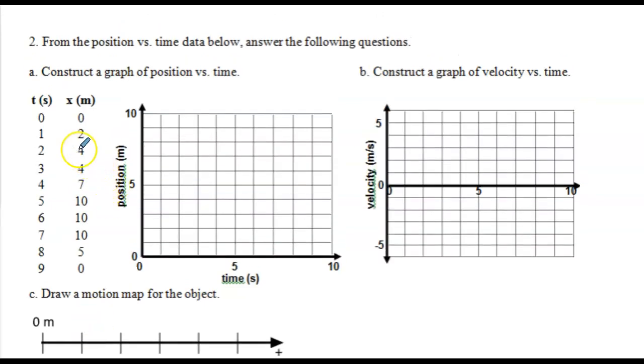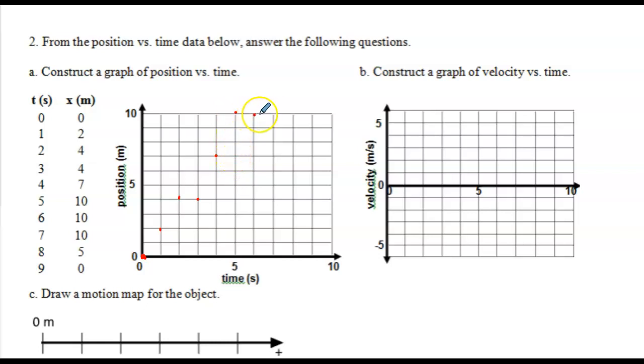So first off, let's just plot these points. So 0, 0, so I'm using a red dot. At time equal to 1, I'm at position 2, and then at time equal to 2 seconds, I'm at 4. Then at 3, I'm still at 4. At 4, I'm at 7, so 5, 6, 7. At time 5, I'm at position 10.